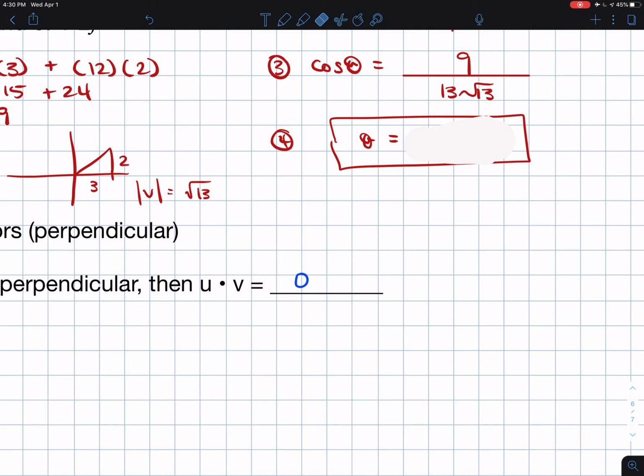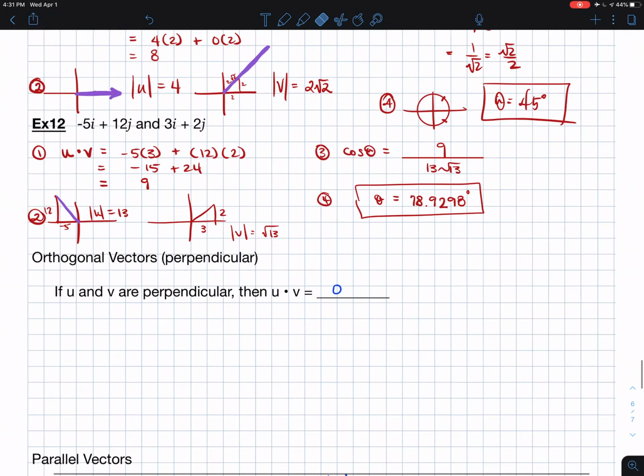Now you're looking at this. Step 4 says go find theta. When you look at step 3, you say, how do I find theta? Well, inverses find angles, so we'll use our calculator. We'll do the cosine inverse of 9 over 13 root 13, and we'll get 78.9298 degrees. Once again, your directions didn't tell you whether you should be using degrees or radians, so I happened to choose to use degrees.